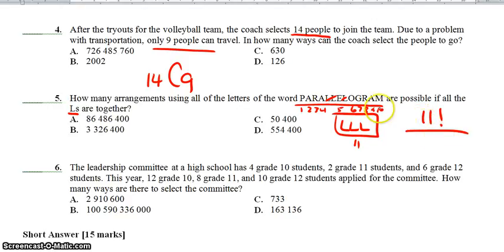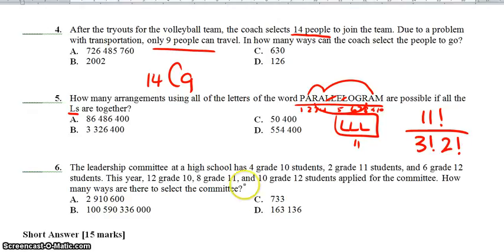However, some of the objects are the same. So you have two A's. Oh, three A's. So you divide by 3 factorial for the A's. And then you have 2 R's, so you divide by 2 factorial. Okay, so that will be the answer for this question.